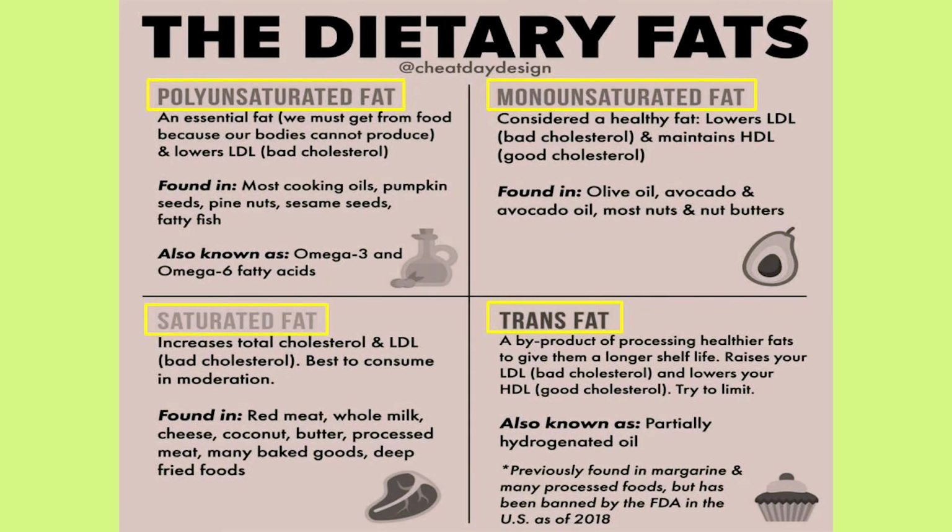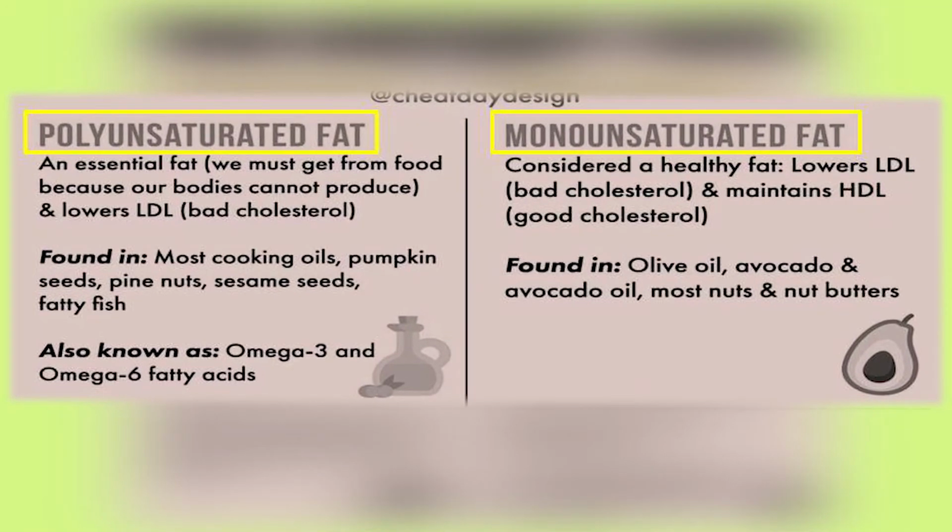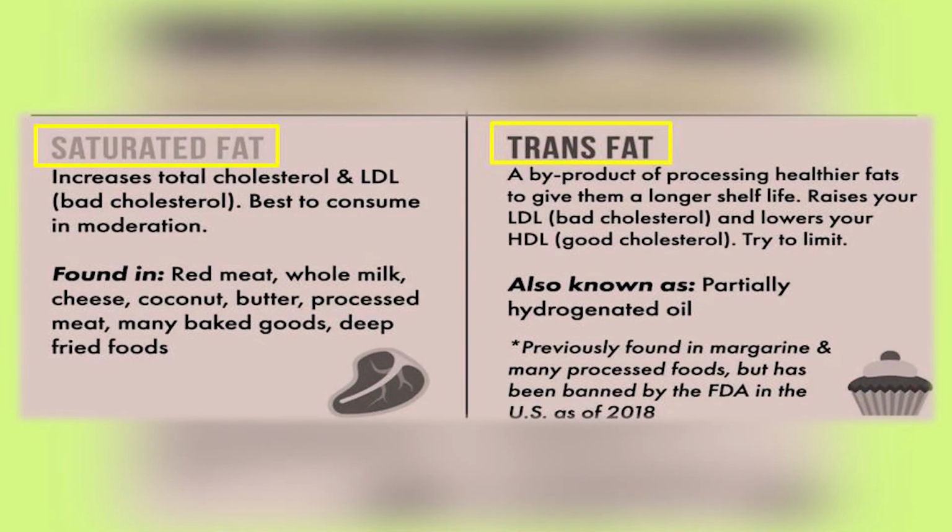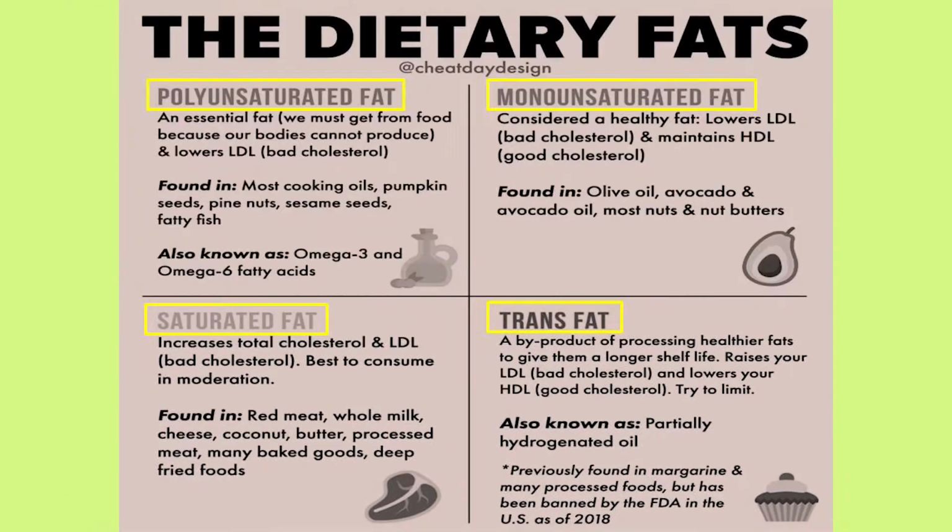Please also check the four types of dietary fats. The first two, which are polyunsaturated and monounsaturated, are considered healthful fats, meaning they both have heart-healthy benefits, including decreasing inflammation and improving cholesterol. They've been found to decrease cardiovascular disease when they replace saturated fat in your diet. On the other hand, the saturated and trans fats increase your risk for heart disease and stroke.